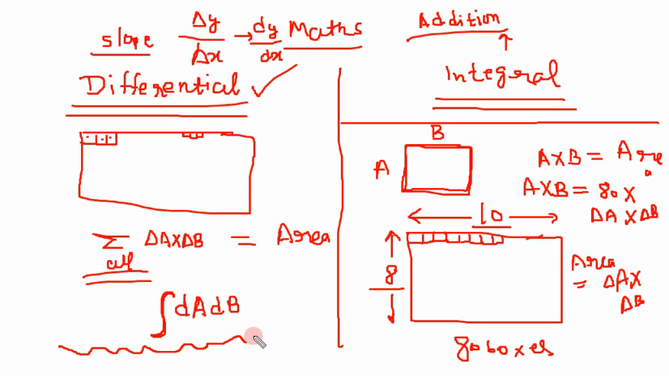So this is not a straight line. For a straight line, we can simply measure the distance between the points, the total length of the line. But if this is not a straight line, how can we measure the distance? We can take very small segments which are straight. So let us say the total length is L, and this small segment is delta L.